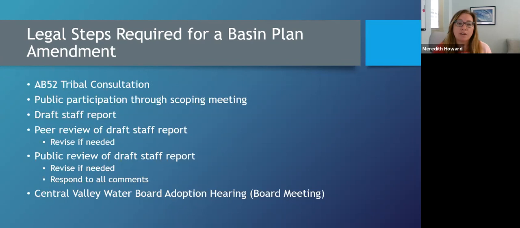So, our first kind of step is to do an AB 52 tribal consultation. After that, we do a public participation section through a CEQA scoping meeting. And then generally at that point, you draft a staff report, which then gets peer reviewed, usually a science peer review. And then once that has been completed, there's a public review process where those documents are released publicly.